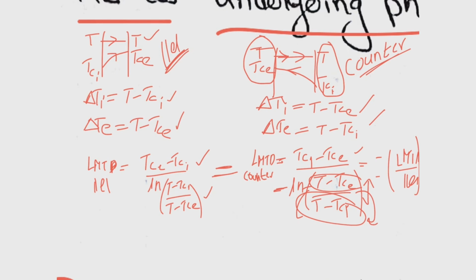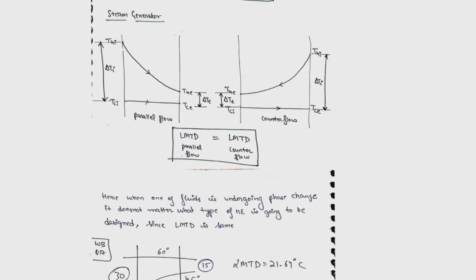Therefore, with this we have proved that LMTD parallel is equal to LMTD counter when one of the fluids is undergoing a phase change. Our previous example is for the steam condenser. If you are talking about a steam generator, here the colder fluid is undergoing phase change. No matter which fluid is undergoing phase change, if either one of the fluids is undergoing any phase change, then LMTD parallel is equal to LMTD counter.